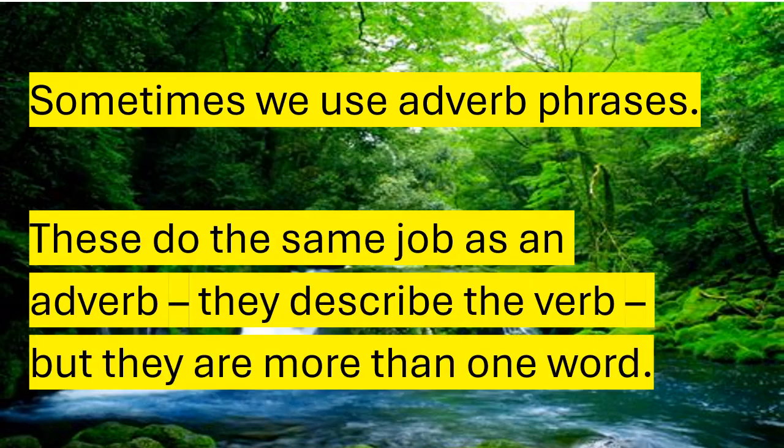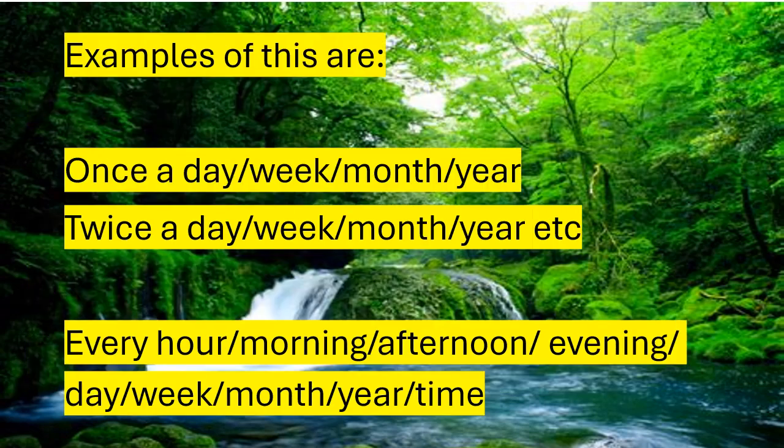Sometimes we use adverb phrases. These do the same job as an adverb. They describe the verb, but they are more than one word. So examples of this are once a day, or once a week, once a month, once a year, twice a day, twice a week, twice a month, twice a year, every hour, every morning, every afternoon, every evening, every day, every week, every month, every year, every time.